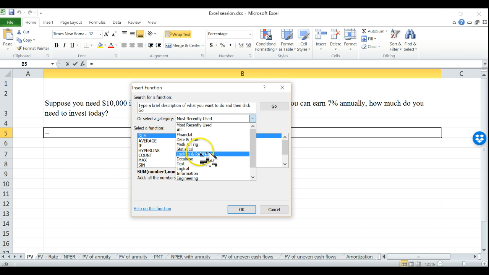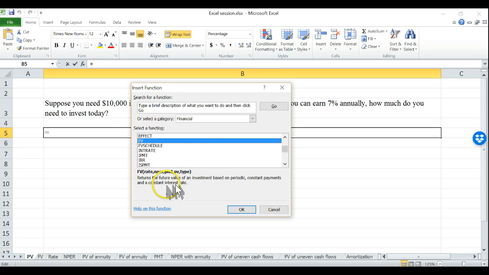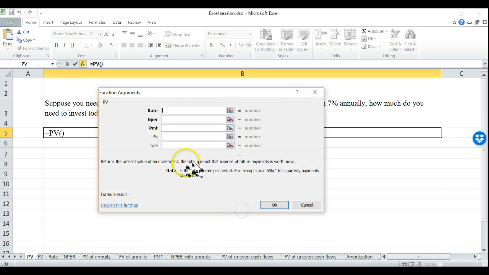We are looking for financial functions, and within that it shows you all the functions. If you didn't know, you can click on any of those, let's say FV. It shows you it returns the future value of an investment based on periodic constant payments and a constant interest rate. So you can scroll around and find the function you are looking for, and we are looking for PV. I selected that, clicking on OK.